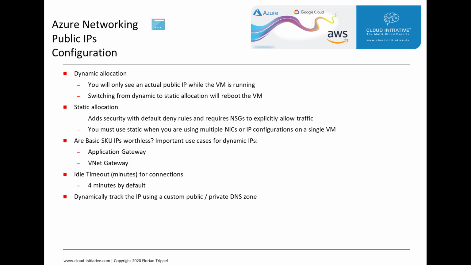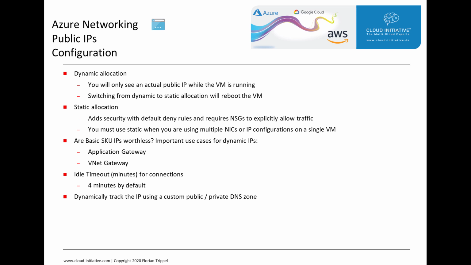Static allocation means that our IP address stays the same whether or not the VM is running. In contrast, a dynamic IP would only display an actual IP address when the VM is running. And this IP address could change when we turn the VM off and on again. We can switch between static and dynamic allocation, but this will reboot the VM.